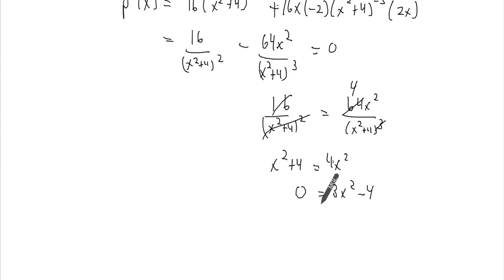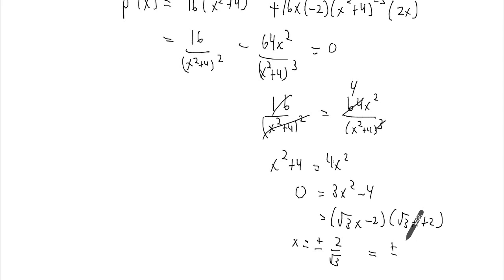This is sort of an odd difference of squares, but I'm going to get square root of 3 x minus 2 times the square root of 3 x plus 2, meaning x is equal to plus or minus the square root of 2 over the square root of 3, which if you want you can write as plus or minus 2 root 3 over 3. Now I need to figure out what p of those values are.